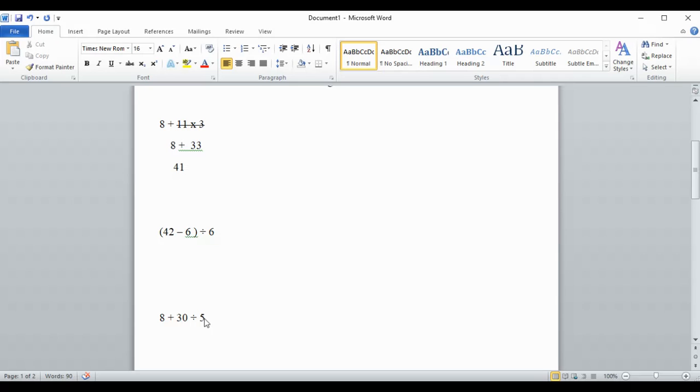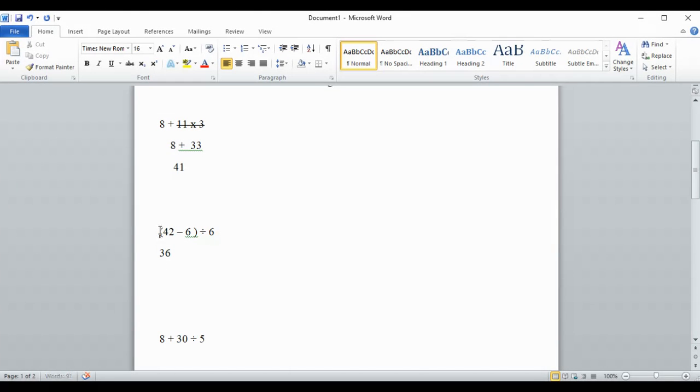Then our next problem is 42 minus 6 in parentheses divided by 6. So the first step we're going to do has to be the parentheses. So we are going to subtract 6 from 42. And right here, that is going to give us, I hope you said 36.